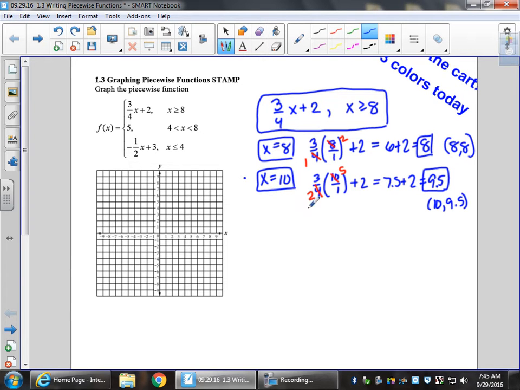Oh yes, I'm sorry. Let's graph. Is 8, 8 going to be solid or open? And how about 10, 9.5? Solid. So if it helps you to decide that before you graph, that's not a bad idea. 8, 8 and 10, 9.5. Is this a segment or ray? Starting at the left or the right point? Good. Okay, next piece.